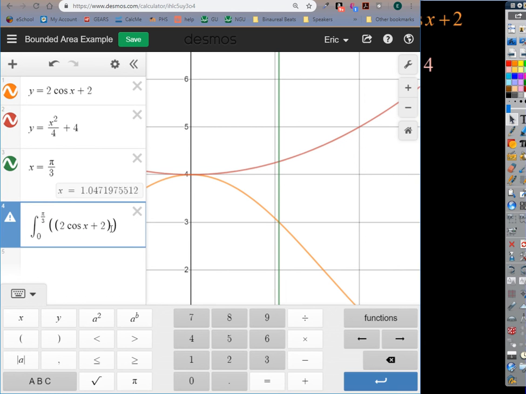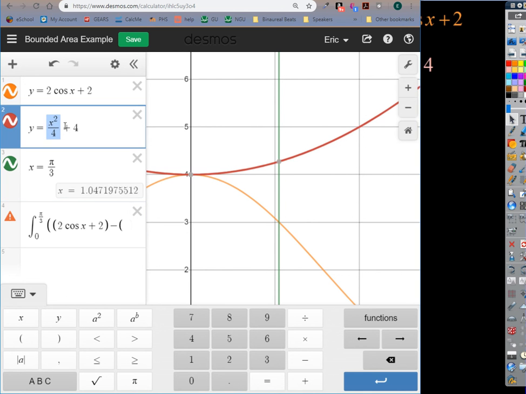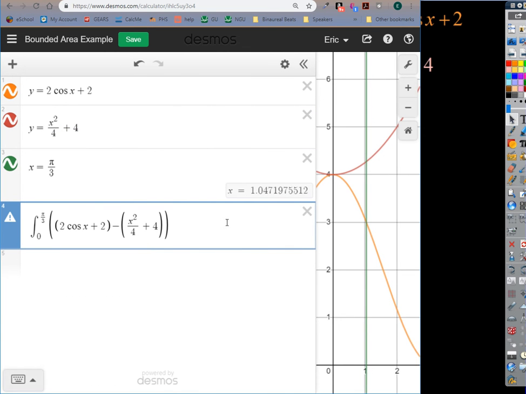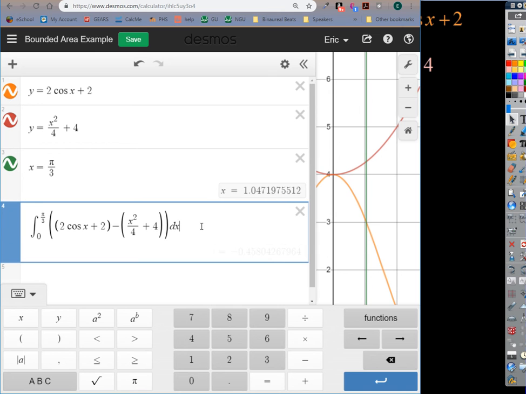So I've got the top function minus the bottom function, right? And then I just have to put a dx at the end. There it is. How about that?